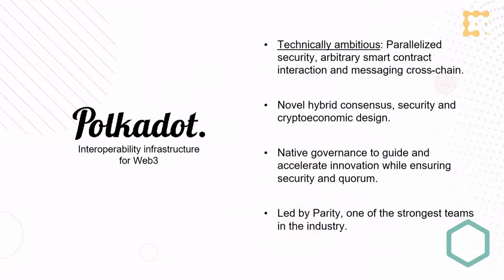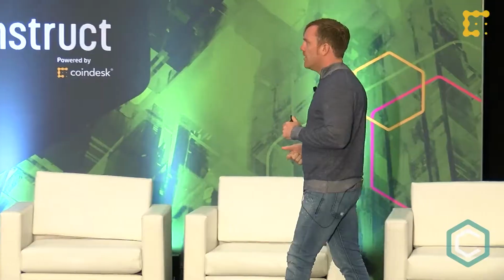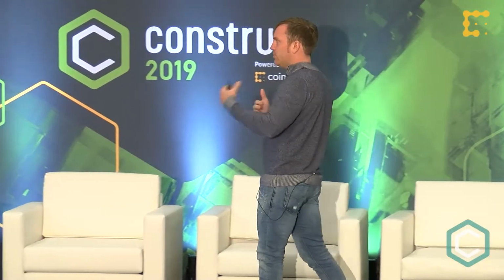So enter Polkadot, which is the sort of major undertaking of the Web3 as of today. Polkadot is interoperability infrastructure for Web3. Polkadot sits at the center of Web3, allowing for different protocols and blockchains to be able to communicate with one another. It's an incredibly technically ambitious project that brings a number of novel innovations together, which Rob will talk about some at the consensus mechanism, but basically allows for parallelized security, arbitrary interaction between smart contracts.